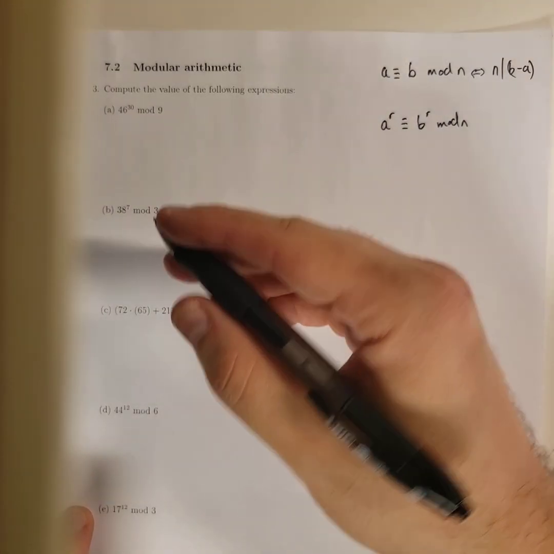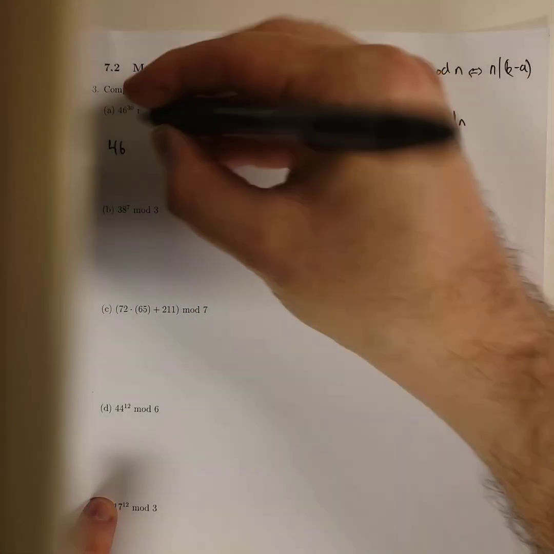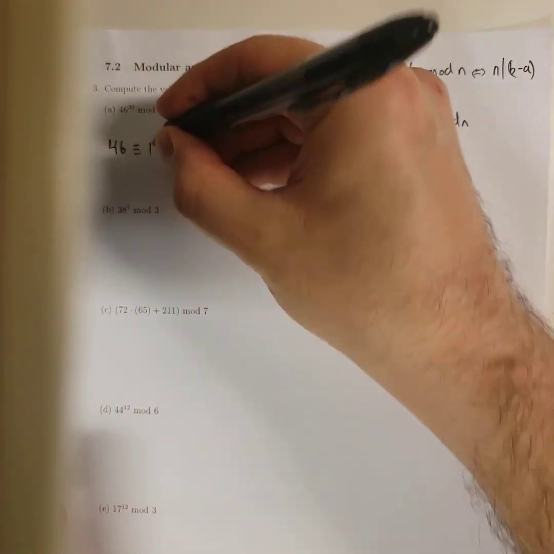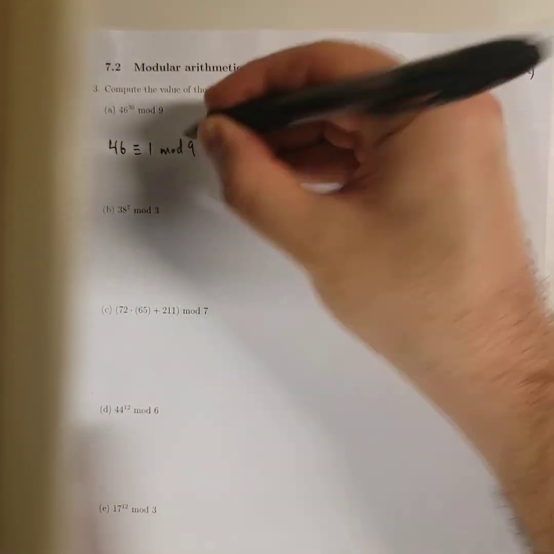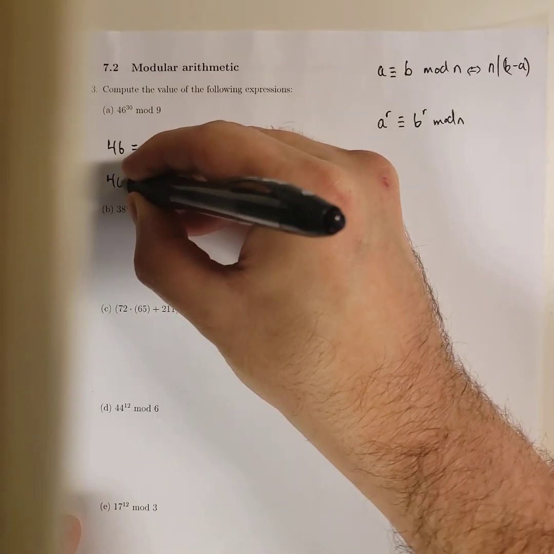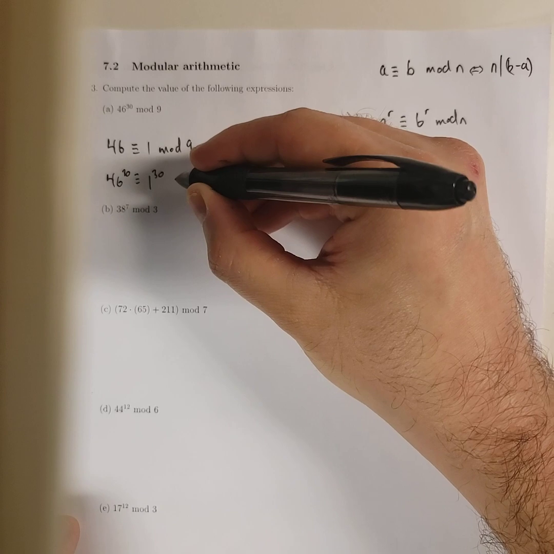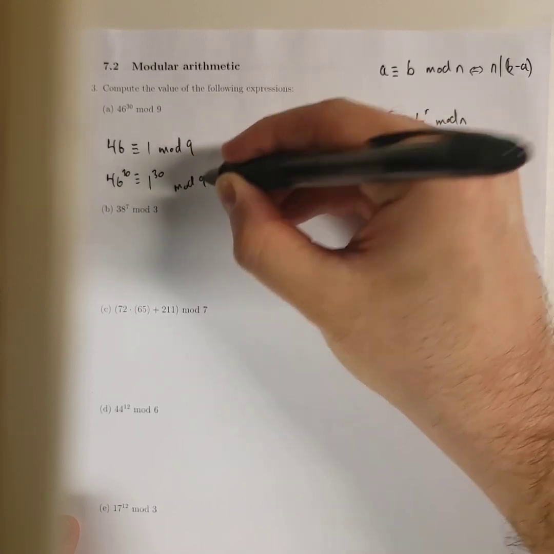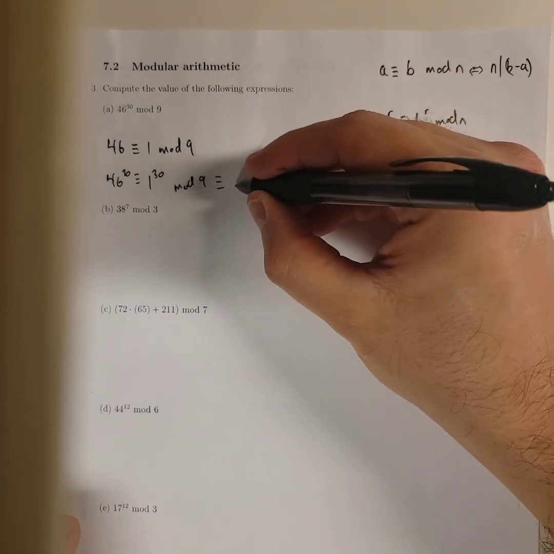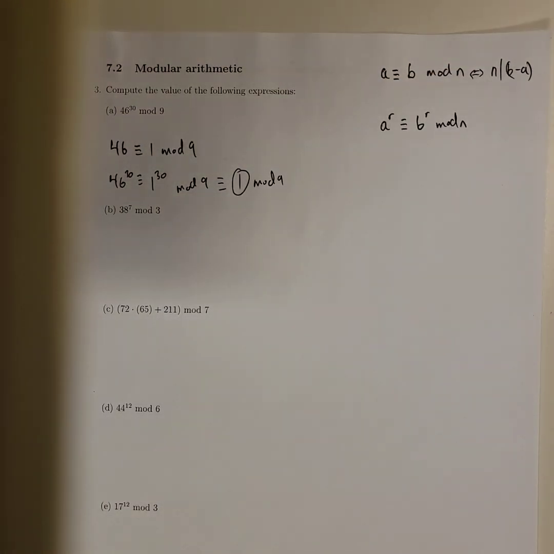So this is nice because since 46, if I divide that by 9, that gives me a remainder of 1. So that means if I take it to any power, it would be the same as this to that power. So 46 to the 30th power would be congruent to 1 to the 30th power, mod 9. But, of course, 1 to any power is just 1. So this is just 1 mod 9. So it gives us a remainder of 1.